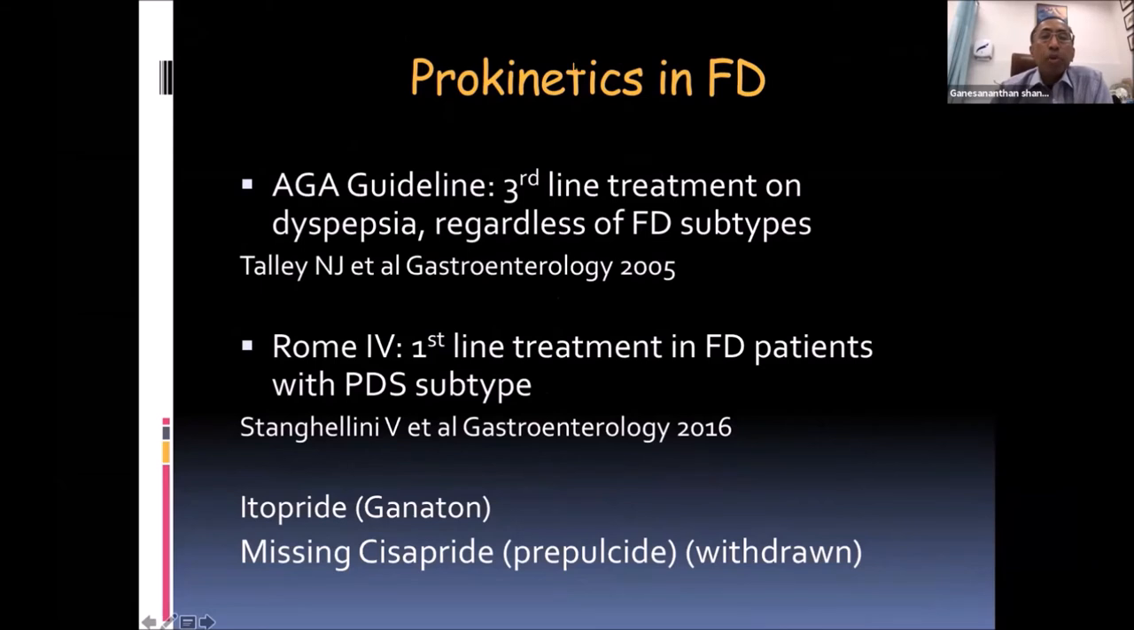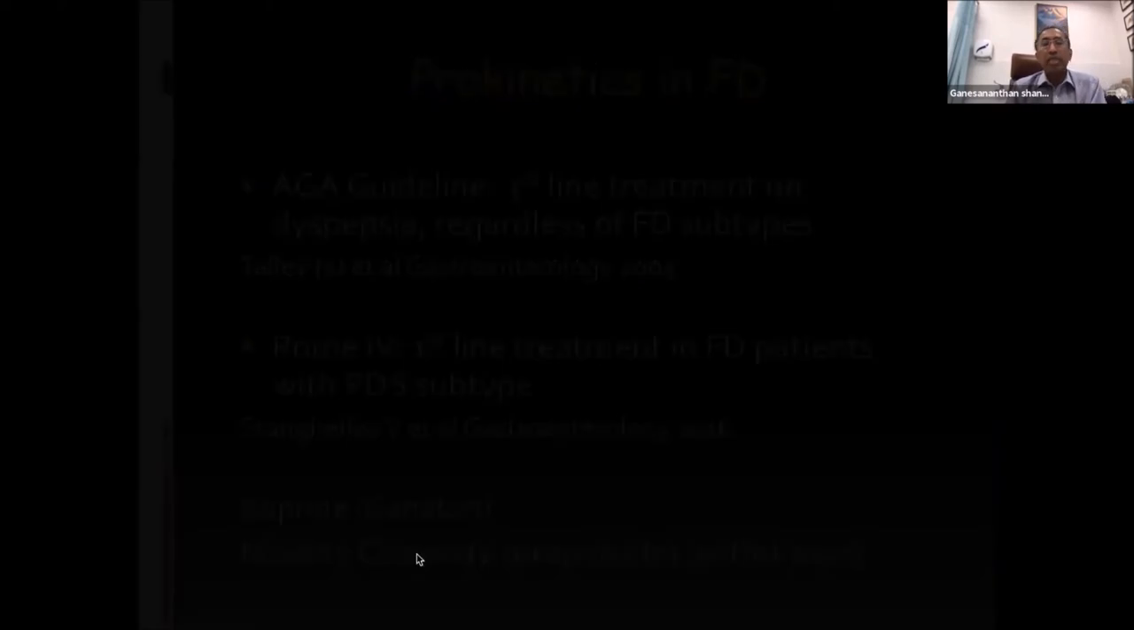If you look carefully, for the prokinetic role in functional dyspepsia, the American Gastroenterological Association guideline marks it as third line because they don't have ganaton or itopride in their setting. They don't have many prokinetic agents. But in the European setting, they mark it very high. Rome 4 is a balance between Europe, Asia and America. They mark it as first line in functional dyspepsia with the postprandial distress subtype. Itopride is the one drug that seemed to do very well in this group of patients. Cisapride has been withdrawn. That was a sad thing indeed.